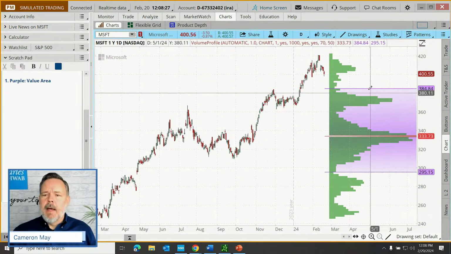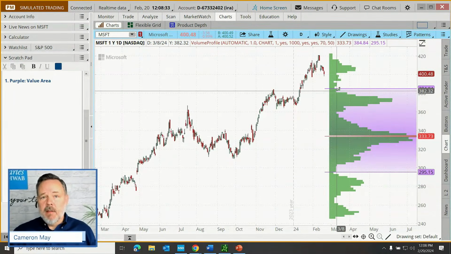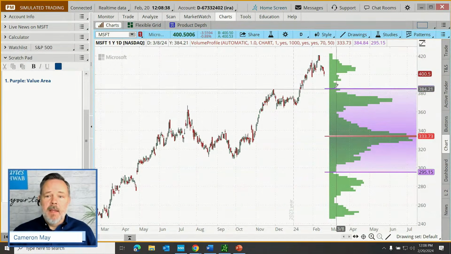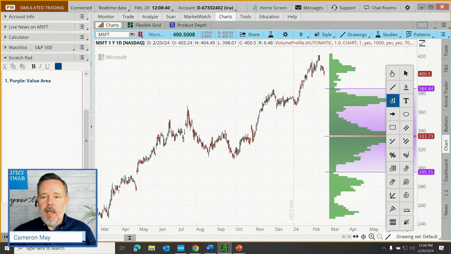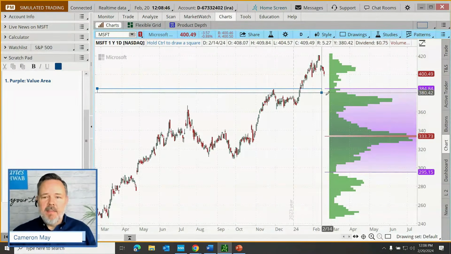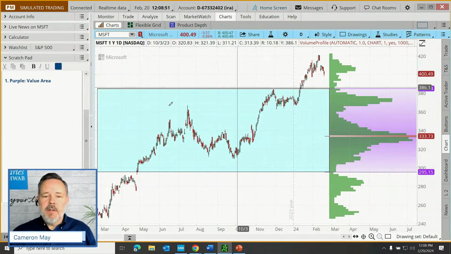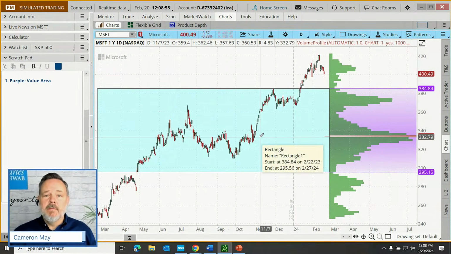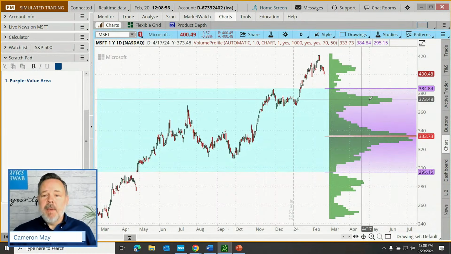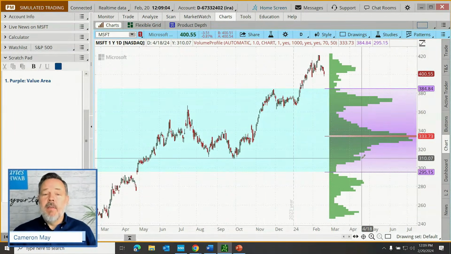In any case, it's showing us a range where 70% of all of the volume for our selected time frame has happened. So in other words, if we were to draw a line or a box, let's use a box. If I were to draw a box around this area for this time frame, 70% of this year's trading has happened inside this box. And actually there have been peaks of activity within that 70% range. So we're going to talk about that. But this is just generally known as the value area.